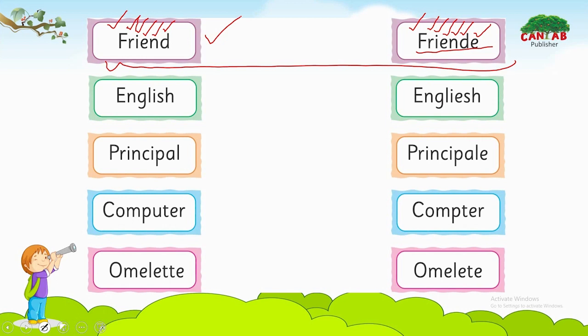The second one is english with a small letter, and English with a capital. And the second option is english, English. Which one is the right answer? The first one is the right answer. That is English.